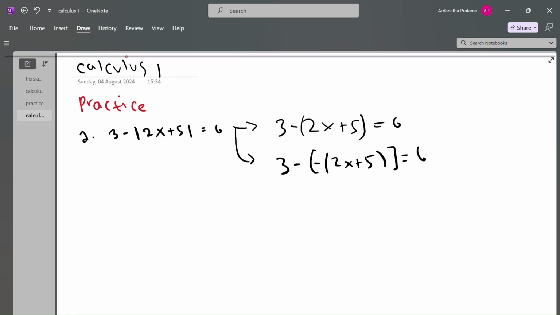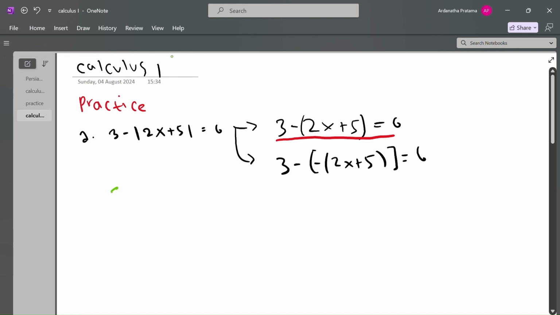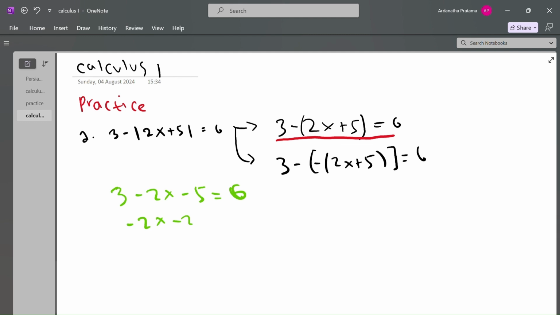So now we have two equations to solve. The first one, I'm going to write it here. If you have solved this problem, you can skip to the solution. So here I write down 3 minus 2x minus 5, because of minus 1 times 2x plus 5. So here we have minus 2x minus 2 because 3 minus 5 is minus 2. And this equals 6.